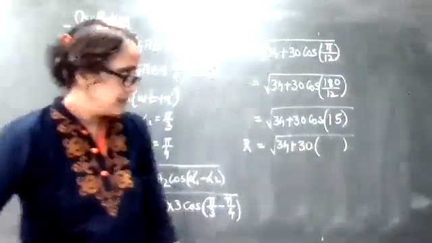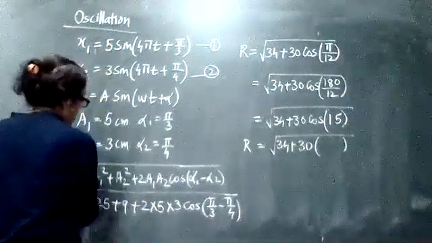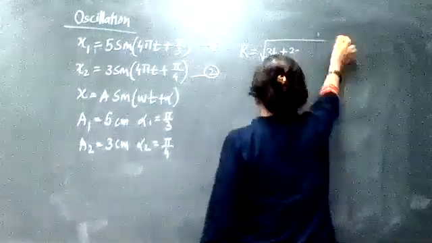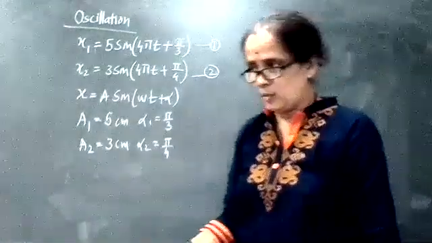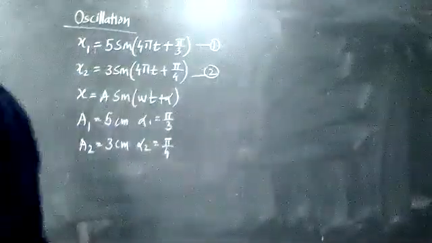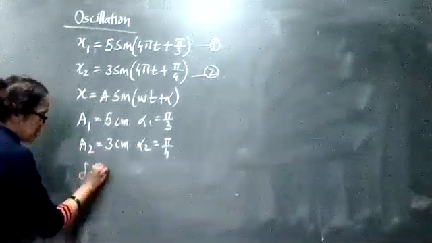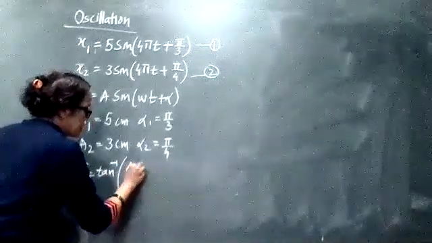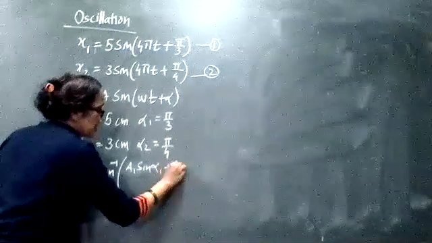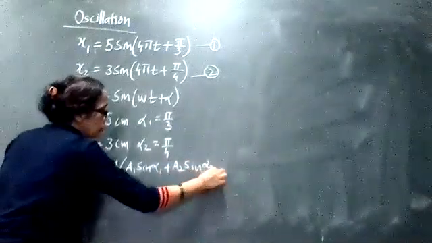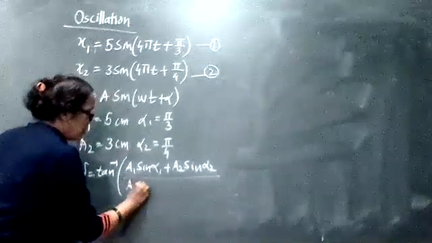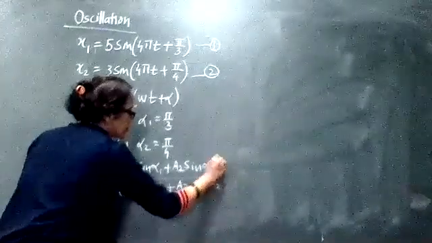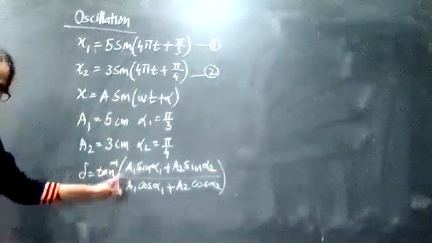Then next is what? Determine the epoch. Determine the epoch. For epoch, now we are going to use a formula, I can say delta, the resultant epoch. Resultant epoch is nothing but your delta. Delta is equal to tan inverse in bracket A1 sin alpha 1 plus A2 sin alpha 2 divided by A1 cos alpha 1 plus A2 cos alpha 2. You have to put the values.